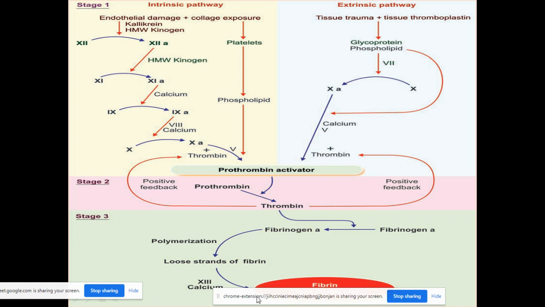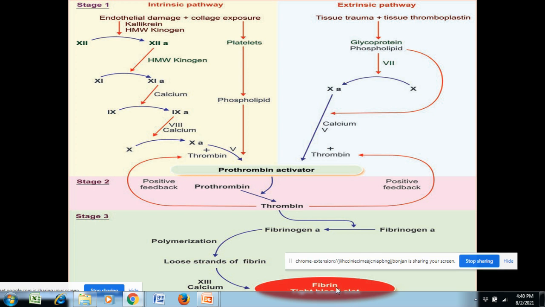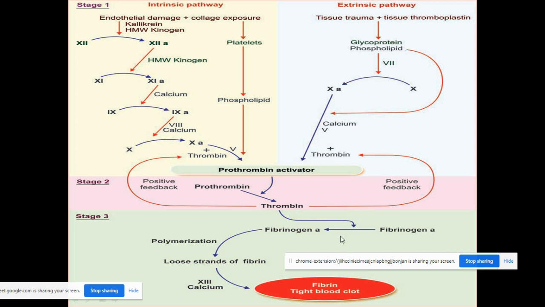Then when it combines with the calcium and the factor 13, it will form a strong, tight blood clot. First, fibrin will form monomers, and these monomers join together and polymerize to form loose strands of fibrin. After the loose strand of fibrin is formed, the factor 13 and the calcium will join together to convert the loose strand into a tight band, tight fibrin, which is called the blood clot.